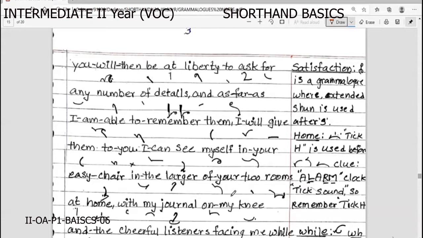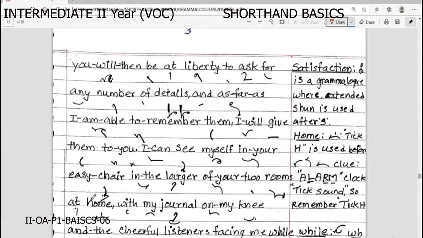Of your. Of Grammalogue to downward R on the line. Okay. To, TWO. So write heavy downward tick on the line. Room. Before M, R is always downward. So write downward R to M. And over here R plus U and M, room. And circle is rooms. At, A vowel to T. Home. Tick H to M.